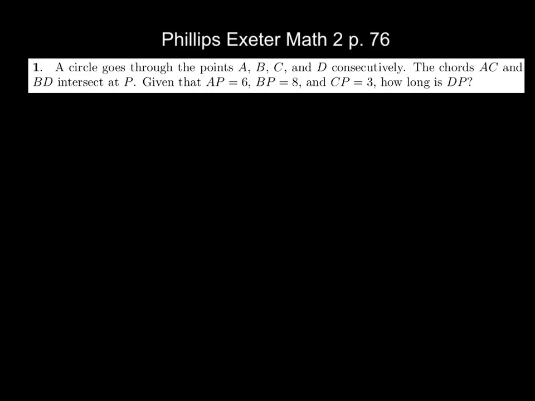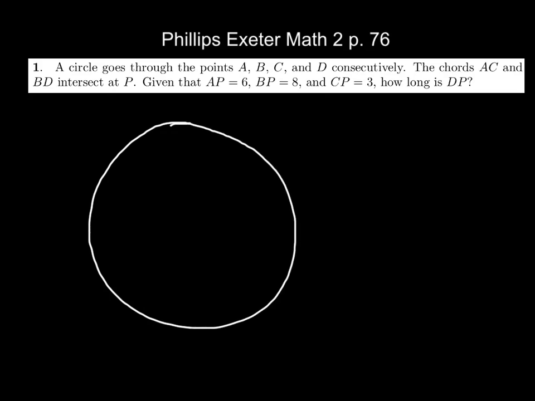So we have that a circle goes through these 4 points, A, B, C, D, consecutively. So let's draw this. And then we have A. And we can go clockwise or counterclockwise, doesn't really matter. Now it says the chords AC and BD intersect at P.